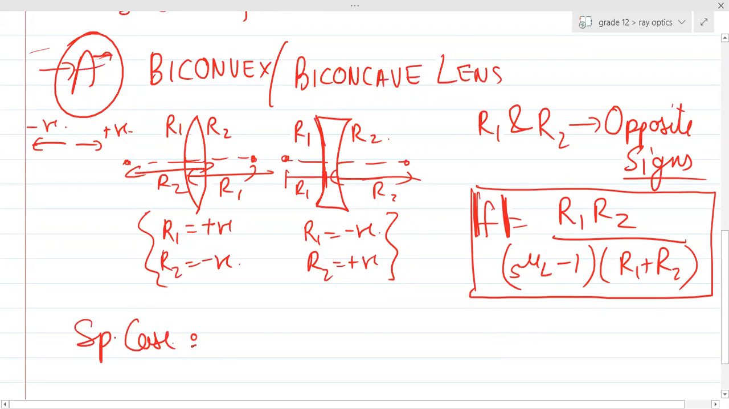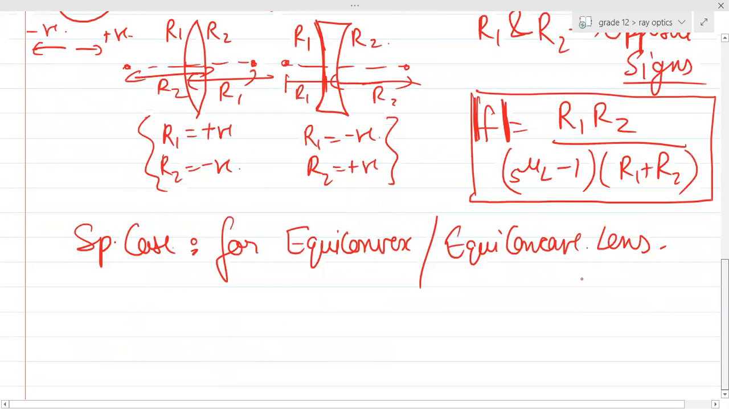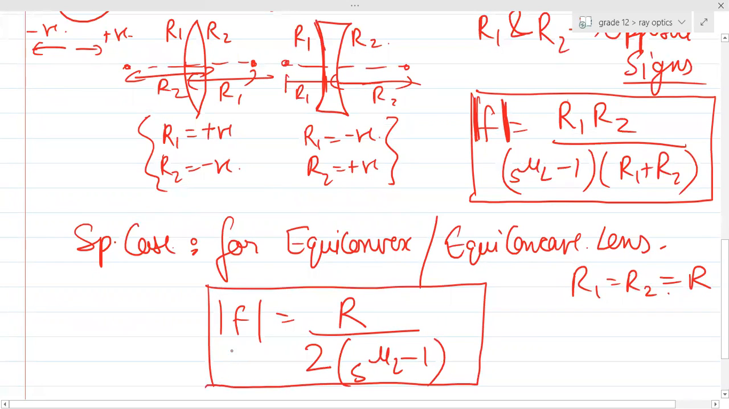Special case, if I say for equiconcave or equiconvex lens, you know what will happen? R1 and R2 will become equal. If R1 and R2 are equal to R, then the magnitude of f will be R into R, R square upon 2R. So this will become R upon twice of (mu minus 1), that is R upon 2(mu minus 1). This is the magnitude for an equiconvex or equiconcave lens. Is it clear?